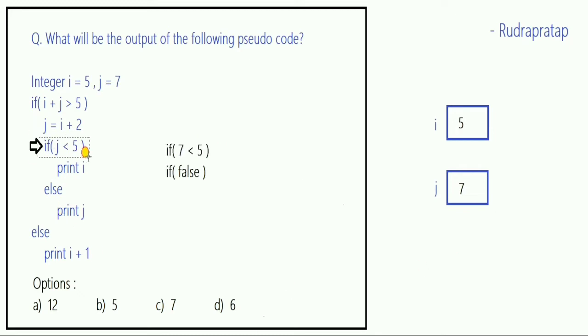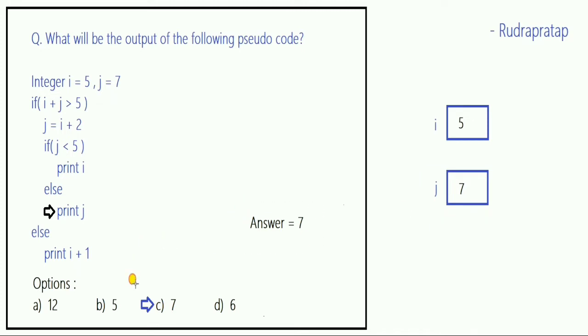So j is less than 5. The value of j is now 7. 7 is less than 5, which is not true. So the if condition becomes false, and now we have to move to the else part of the body. In the else part we have a statement print j, the value of j is 7. So we got our answer, which is 7, option number C.